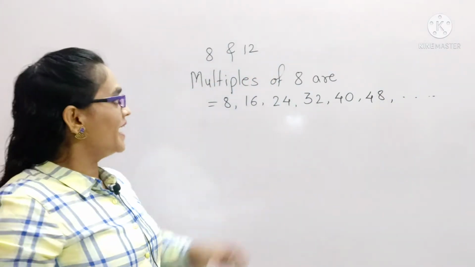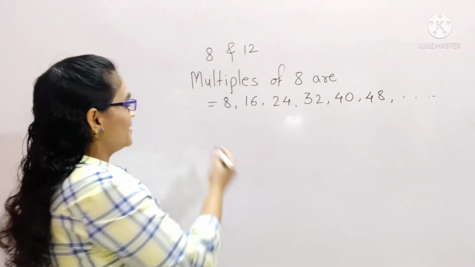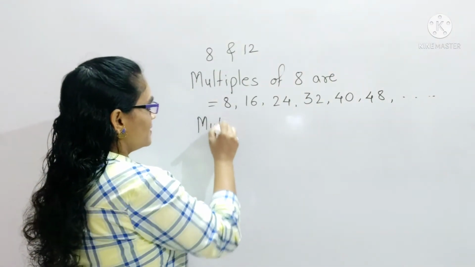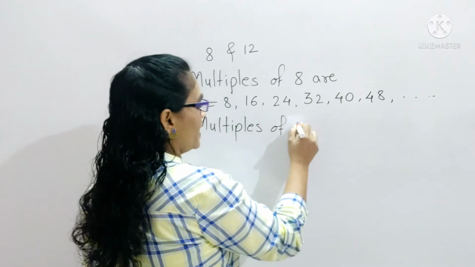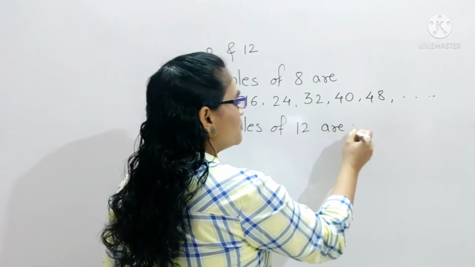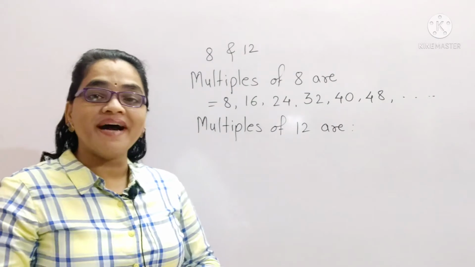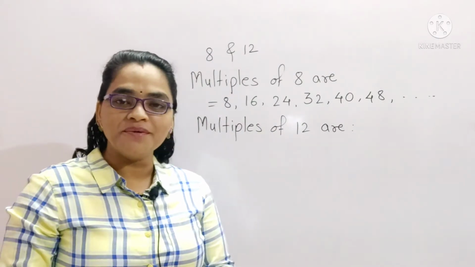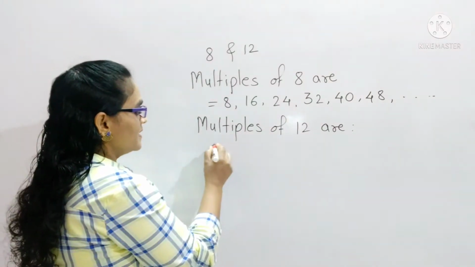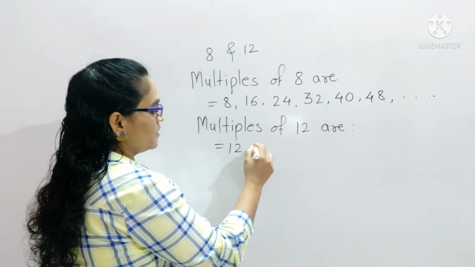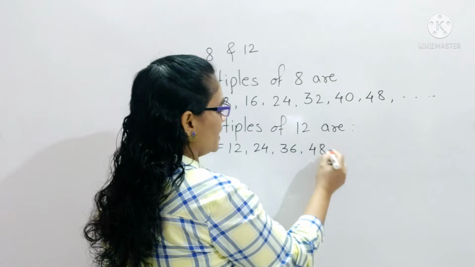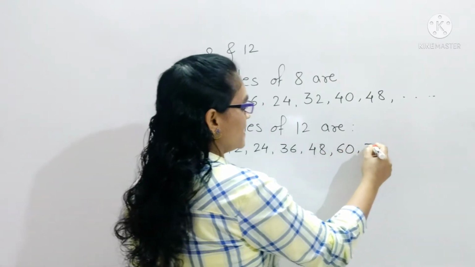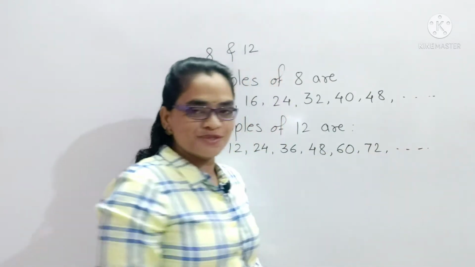Like that we will write multiples of 12. What are the multiples of 12? Simply we have to write the table of 12, multiplying it by natural numbers 1, 2, 3, 4. 12 ones are 12, 12 twos are 24, 12 threes are 36, 12 fours are 48, 12 fives are 60, 12 sixes are 72 and so on.